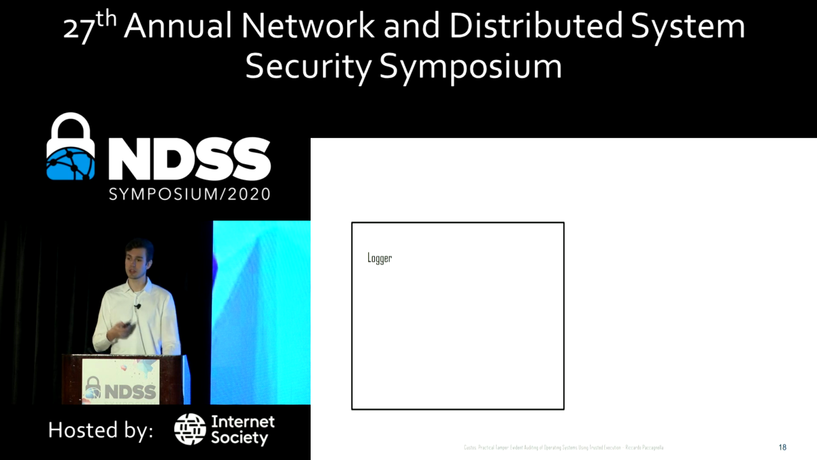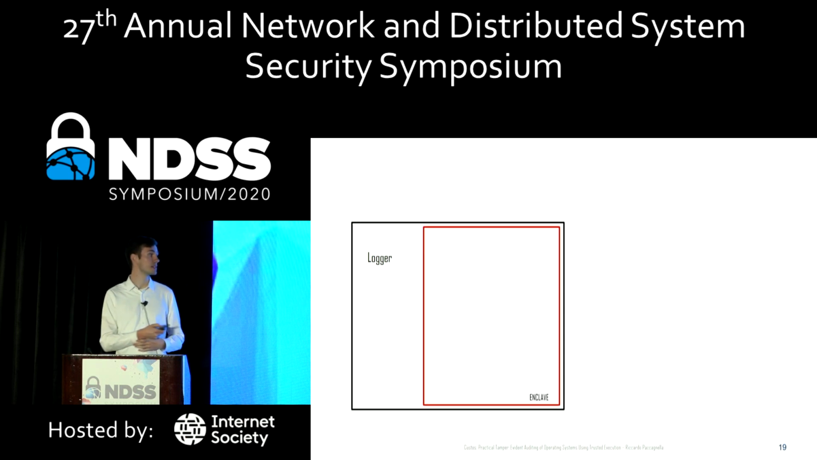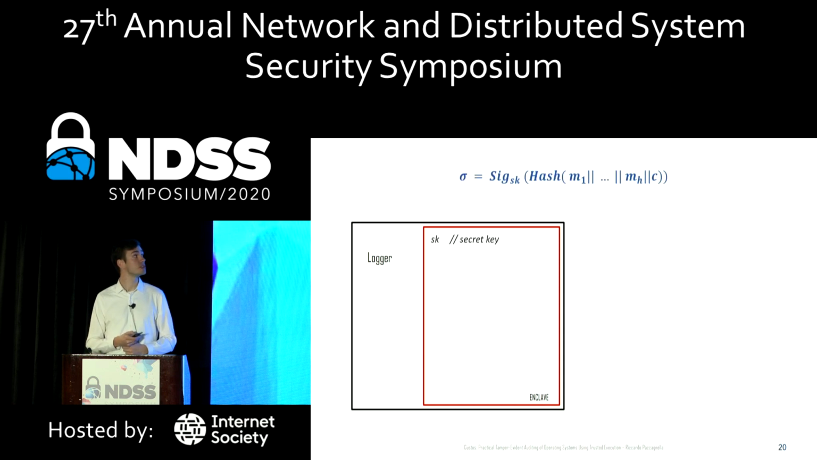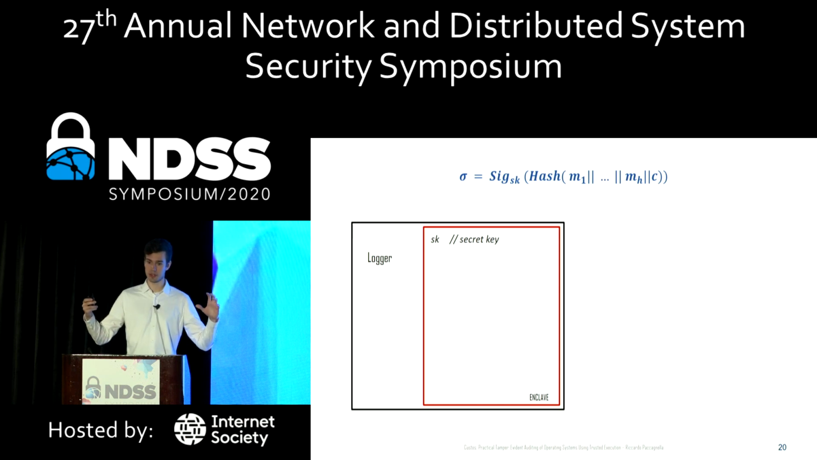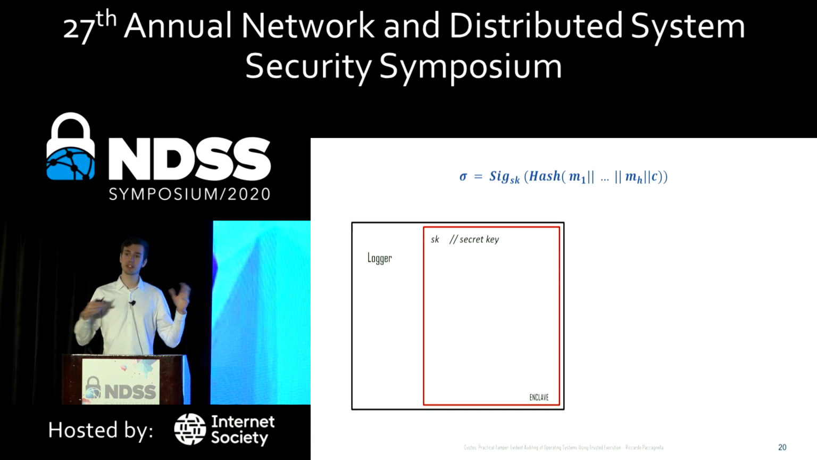So we assume that a machine has an enclave, and that we have an identity of each machine, which has a secret key that is generated and stored inside the enclave. And then we generate signatures using the following scheme, which is a standard signature scheme. And in this scheme, we just hash a lot of log events together with a counter to ensure the chronological ordering. And then we generate a signature over the log events.